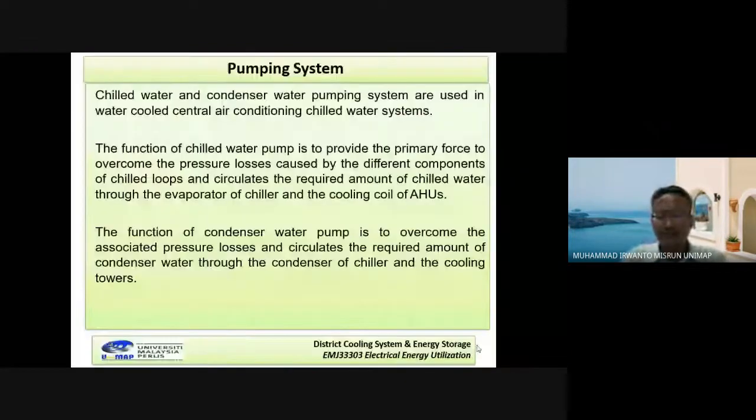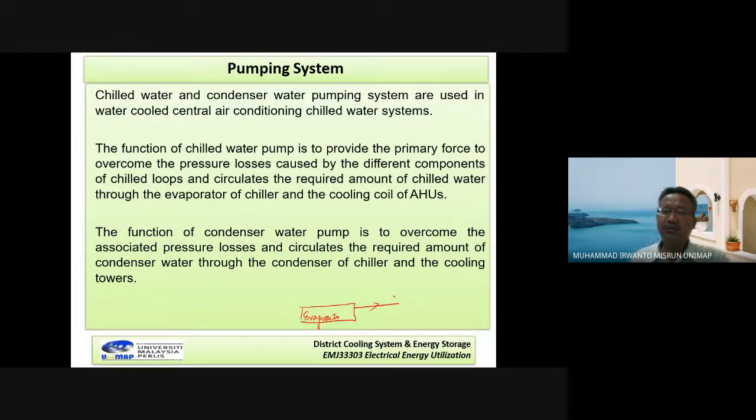Okay, kalau tak ada. Ya, tadi I have explained. The first, this one, evaporator. When this evaporator generates the chill water, it goes to the AHU. The chill water will go back through this pipe, through one pump here.